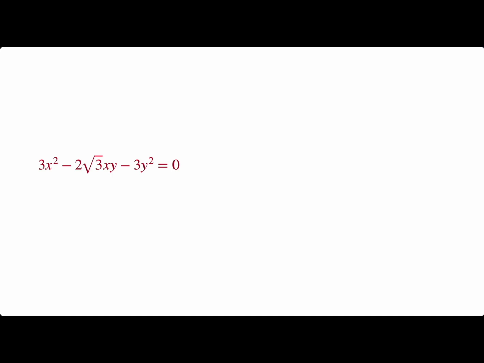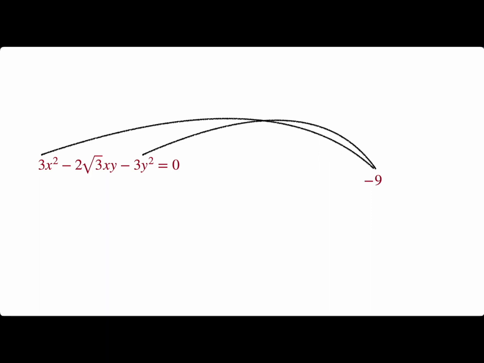So if you see here, 3 is our leading term coefficient and minus 3 is our last term coefficient. If we multiply that, we get minus 9. And now we need to split minus 9 in such a way that that addition should be equals to minus 2 root 3. So on thinking, we can get that as 3 root 3 in minus and 1 root 3 in plus. So we'll split minus 2 root 3 xy in this way.